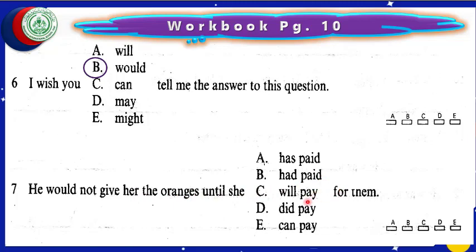Will pay for them, no. Did pay for them, can pay for them, all are wrong. Only the correct one is had paid. We shall select it. The correct sentence will become he would not give her the oranges until she had paid for them. Dear students, we have done this one page of our workbook.